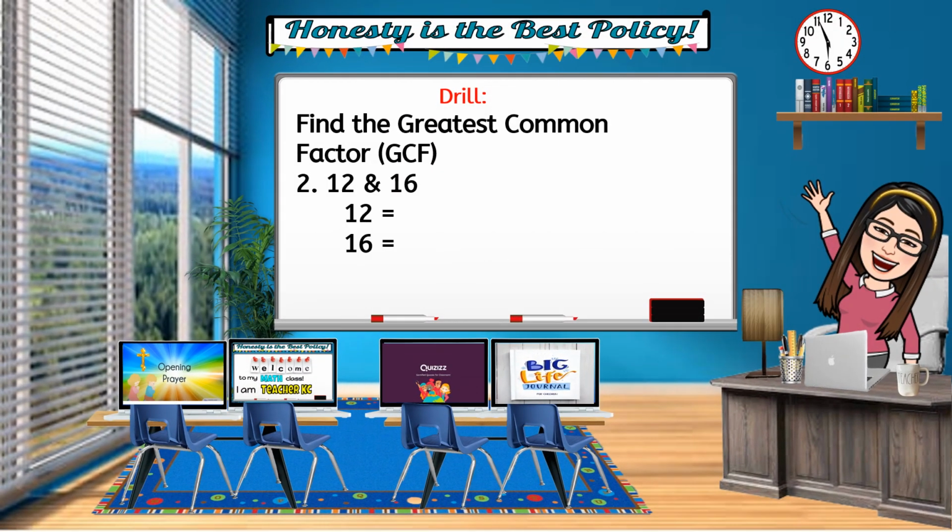Let's have number 2. Find the GCF of 12 and 16. By finding the GCF of 12 and 16, again, you just write all the prime factors. Prime factors of 12 are 2 times 2 times 3, and the prime factors of 16 are 2 times 2 times 2 times 2. And then you just encircle the common factors between the two numbers. Okay, and that is 2 and 2. We have two pairs of 2 here, so therefore, the GCF is 4.